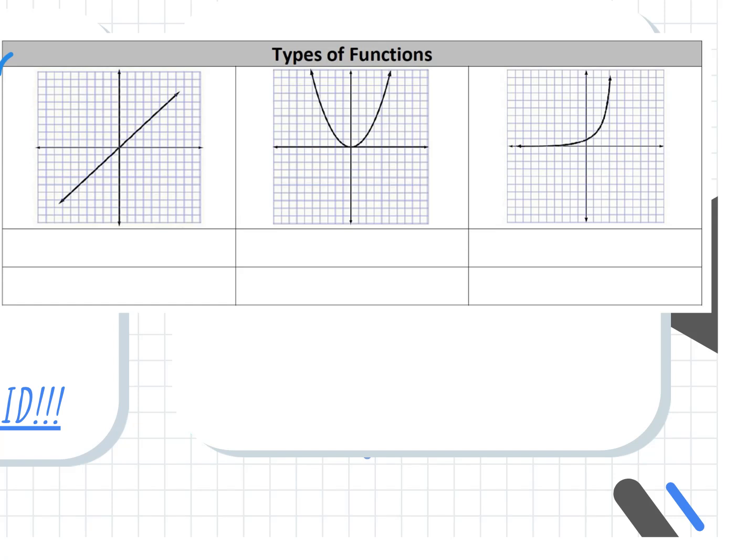Looking at these three different graphs, tell me about these types of functions. What do you know about this first one? It is a line. It is linear. Okay, so the parent function is y equals x.